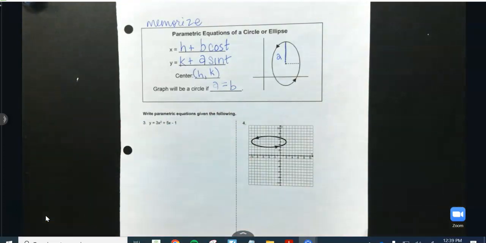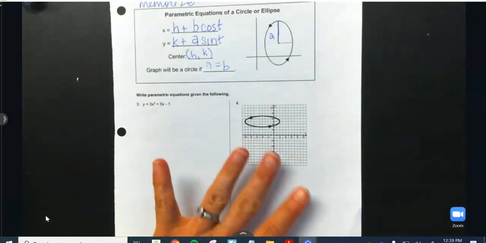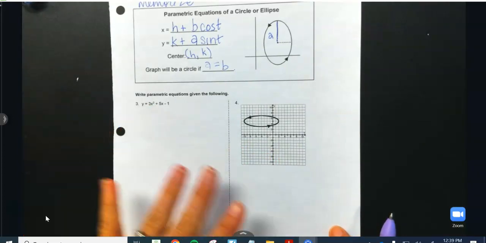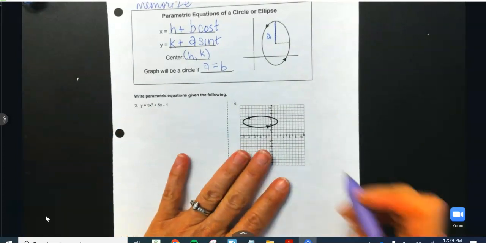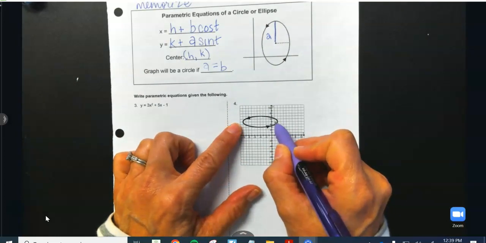All right, let me show you what I'm talking about on this. We are going to do 3 in a moment, and then we're going to do 4 right now. So we're doing the opposite. We are actually writing parametric equations for the following. So on number 4, guys, let's find H, K. Everything starts with H, K.